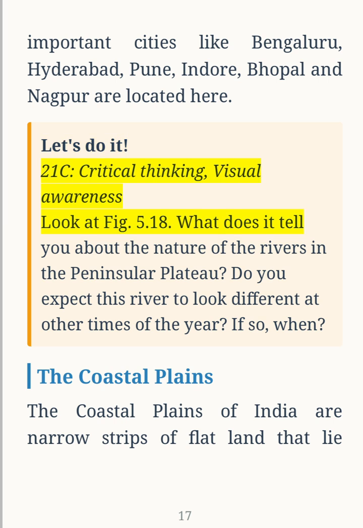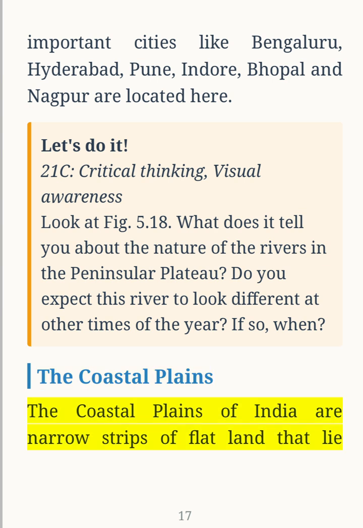Let's do it. 21C. Critical thinking, visual awareness. Look at figure 5.18. What does it tell you about the nature of the rivers in the Peninsular Plateau? Do you expect this river to look different at other times of the year? If so, when?